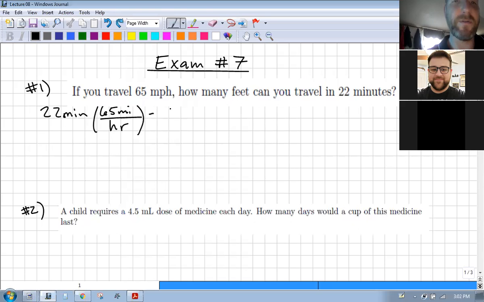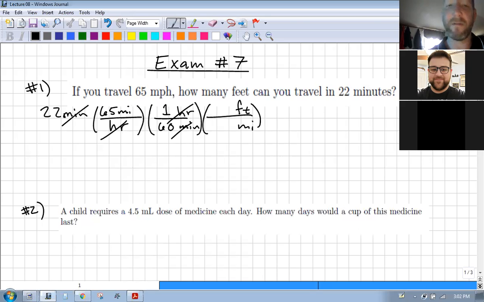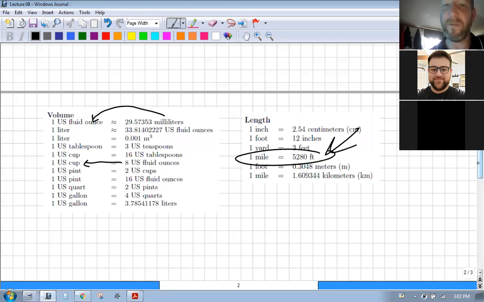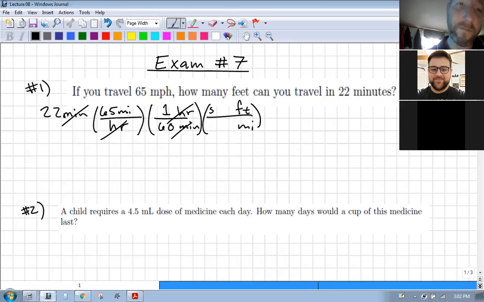So what we can do, well, let's get rid of hours in favor of minutes. 1 hour is 60 minutes, right? It's the same thing as if we just replaced hour here with 60 minutes. Now our minutes are gone, we're left with miles. But what we want is feet. So let's get rid of miles in favor of feet. And there it is. 5,280 feet make a mile. So miles are gone. We're left with feet like we wanted.